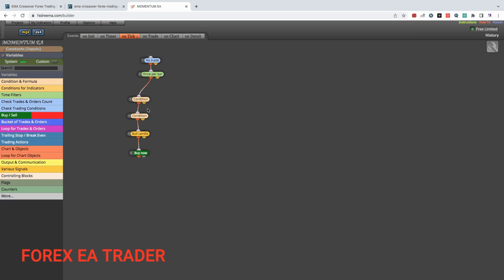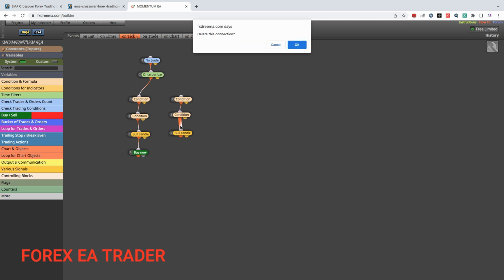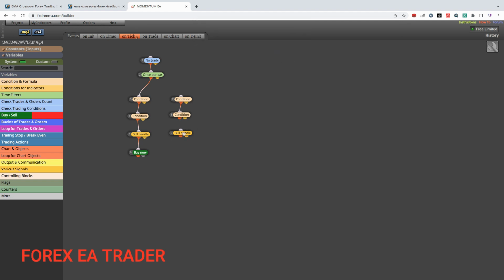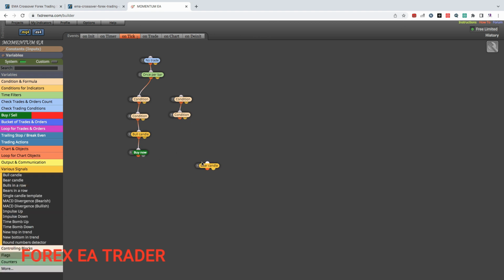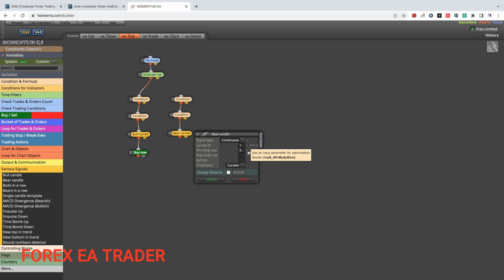Then so that we don't waste time, we're probably just going to copy that, highlight and copy, right click copy, and right click paste. Of course we need to remove this. You just click it, yes, because we don't want a bullish candle here, we want a bearish candle. So various signals, there is a bearish candle, and double click and just do the same thing that we did there.